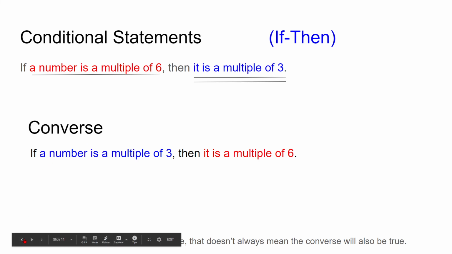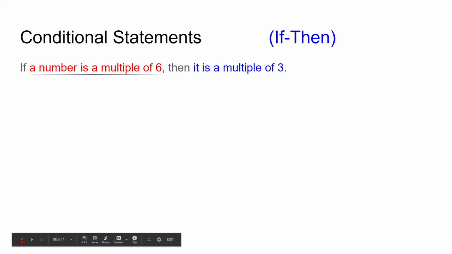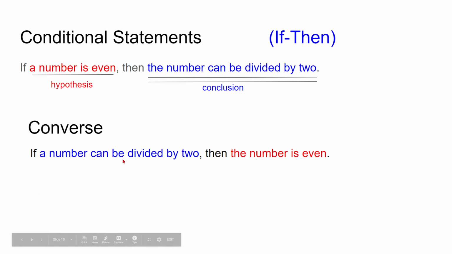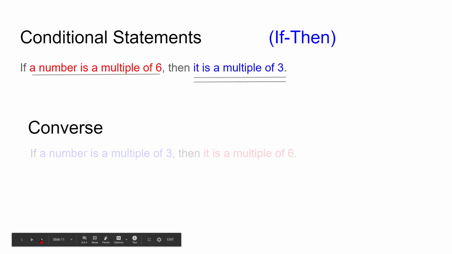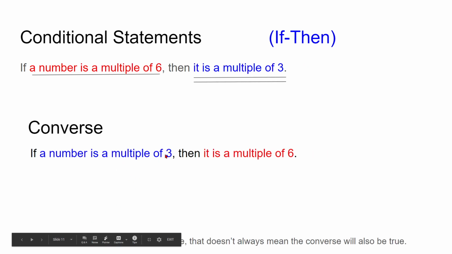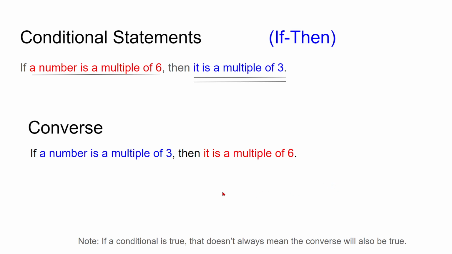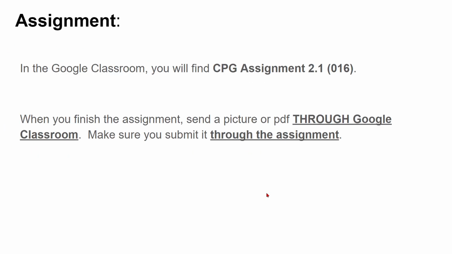If I go back to the previous slide, a number can be divided by 2, then the number is even. That's still true. If you can divide any number by 2, that is an even number. But if you look on the second example, go forwards. Now the conditional statement originally worked, but the converse did not. So always double check your converse, even if you already checked your conditional. That does not mean your converse is gonna work.